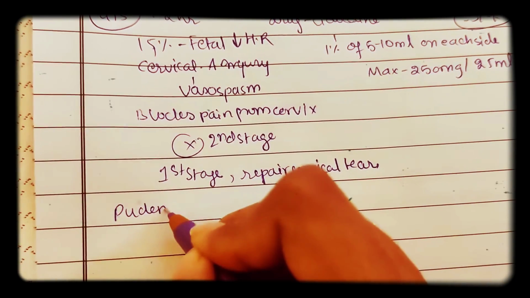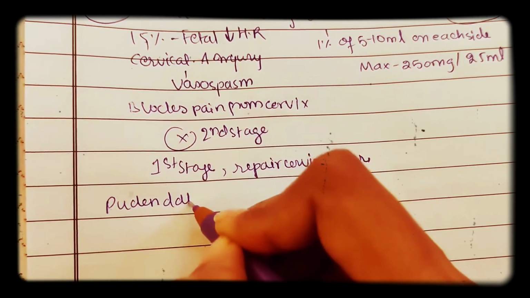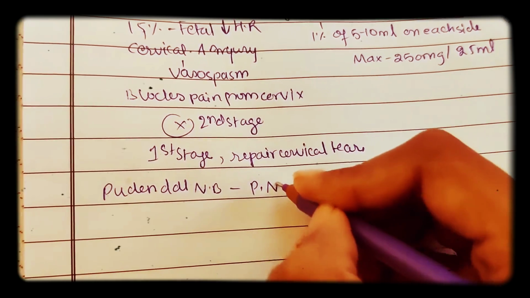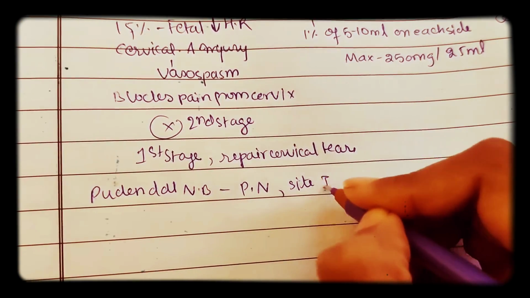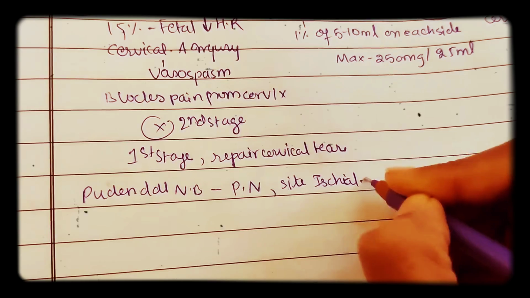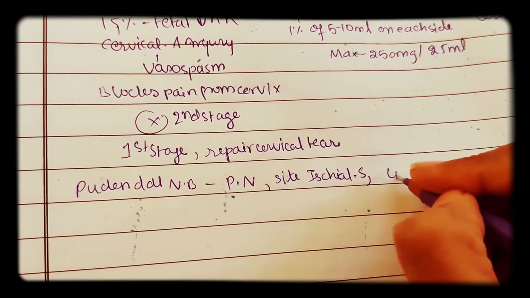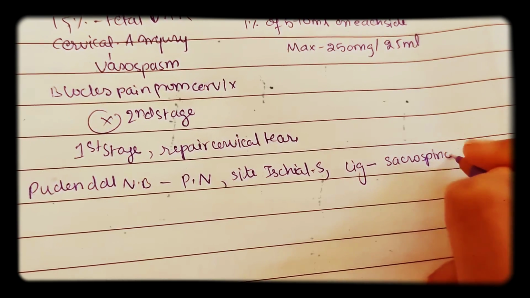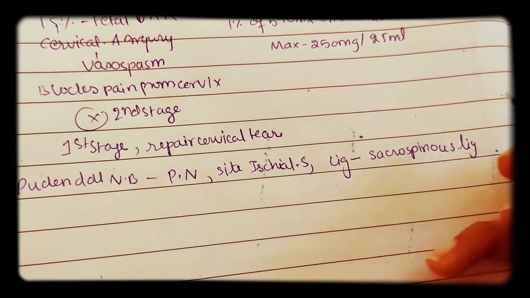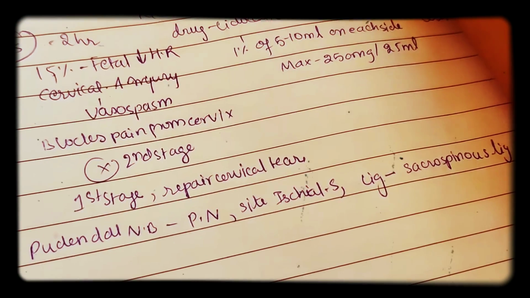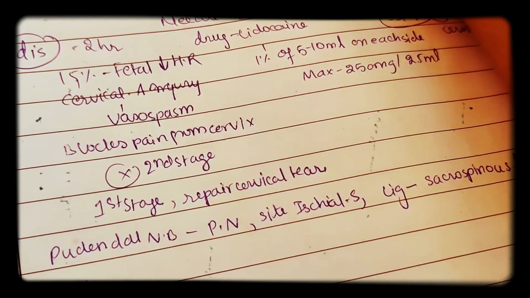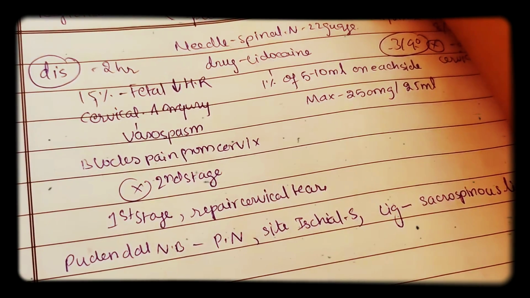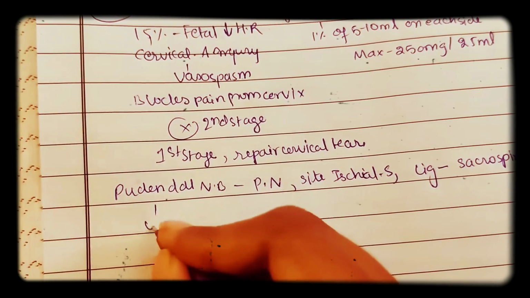So after paracervical nerve block, let us come to pudendal nerve block. So here we are going to block the pudendal nerve, and the site is at the ischial spine. At the ischial spine, this pudendal nerve is present. And the ligament which is pierced is sacrospinous ligament, because sacrospinous ligament is at that level. So after piercing this only, we can reach the pudendal nerve. The drug which we use is the same as the paracervical, that is the same lidocaine, and it is better than paracervical block, because let us see the uses of this pudendal nerve block.